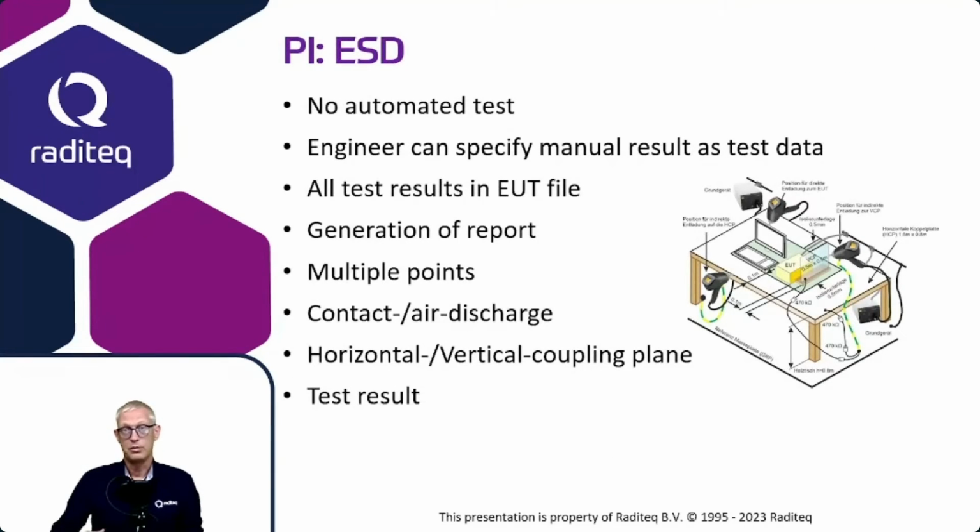Then we also have the pulse immunity module inside RadiMation, PI is what we call it, pulse immunity. It supports the ESD test, the electrostatic discharge test. We do not support an automated version of the ESD test, and there are systems with a robot hand moving the ESD gun to positions and so on. That's not what we support at this moment. It would be nice, but it's not supported.